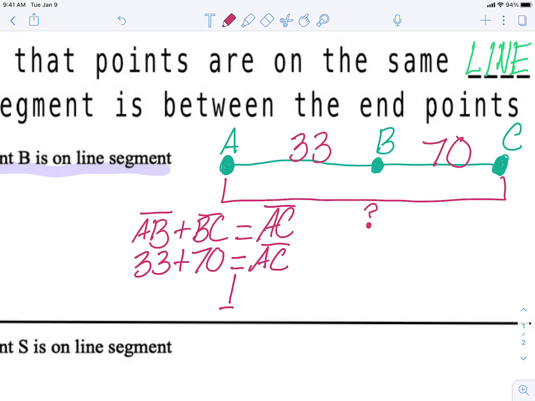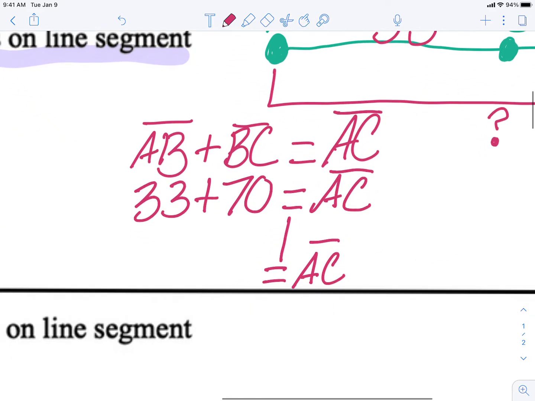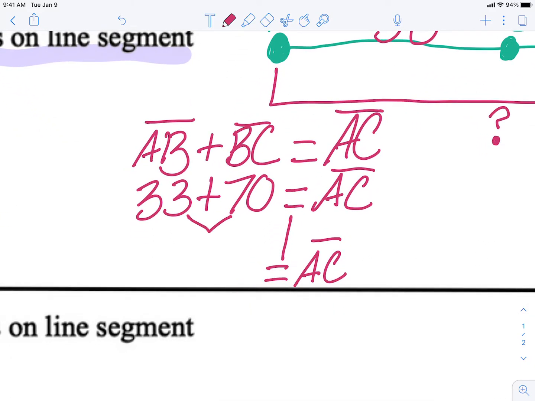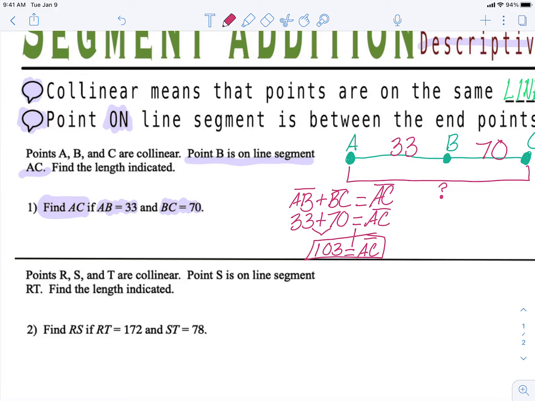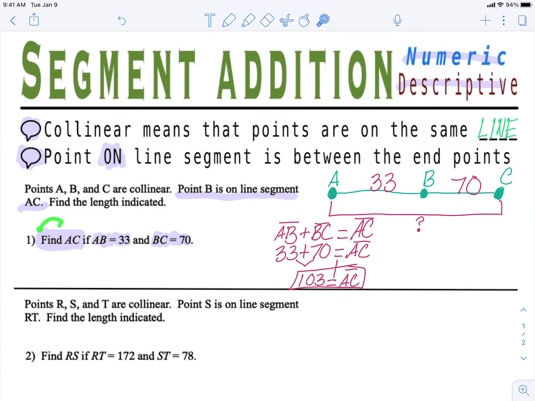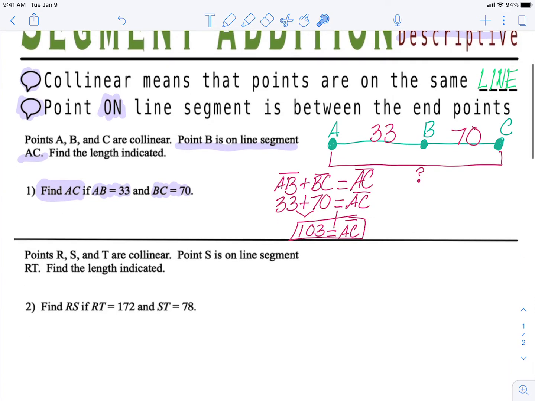So I do my line of separation. My AC comes down, and look at this. There's no need to move anything over because these two are on the same side. So 33 plus 70 is 103. So AC is equal to 103. We found AC. Find AC, right? So all we have to do is just follow the instructions, follow the description of the line that they're talking about, the segment that they're talking about. Okay.